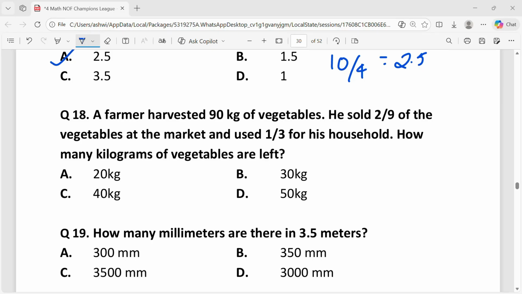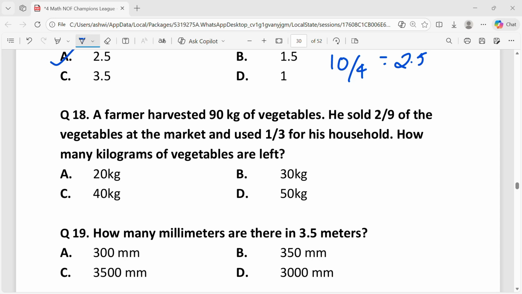Question 18. A farmer harvested 90 kgs of vegetables. He sold 2 by 9 of the vegetables at the market and used 1 by 3 for his household. How many kilograms of vegetable are left?